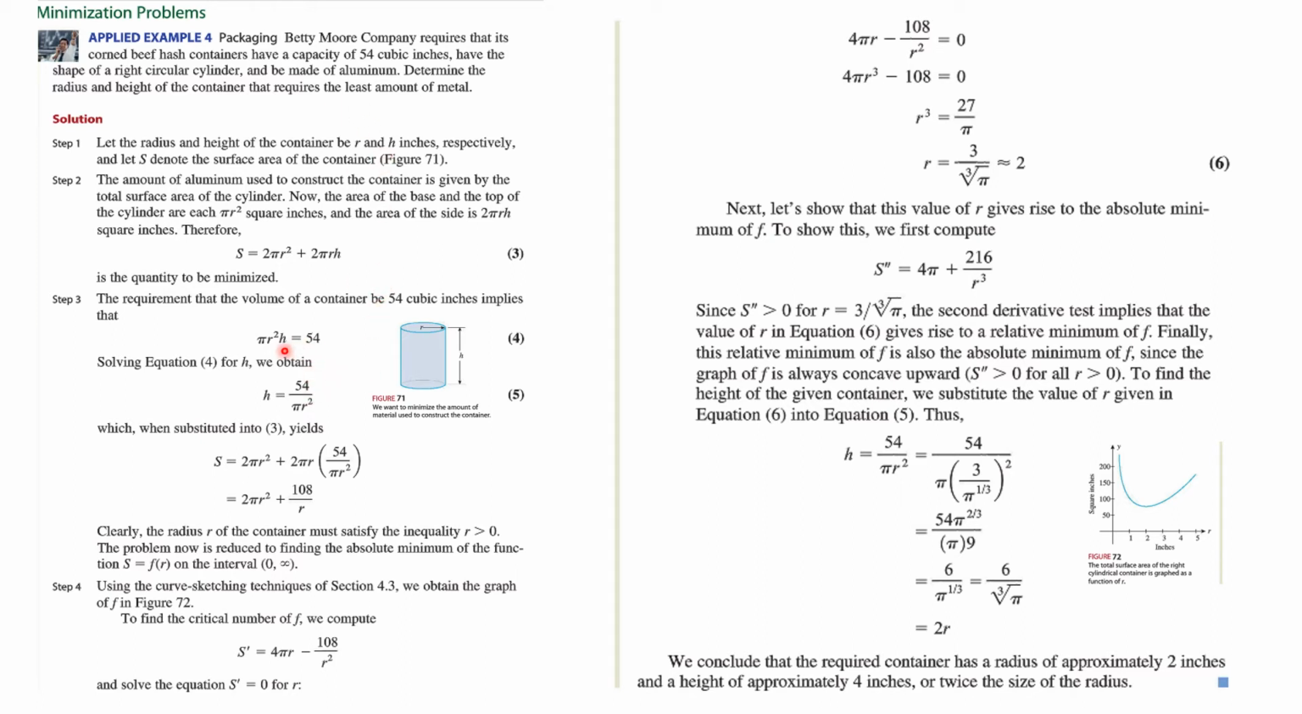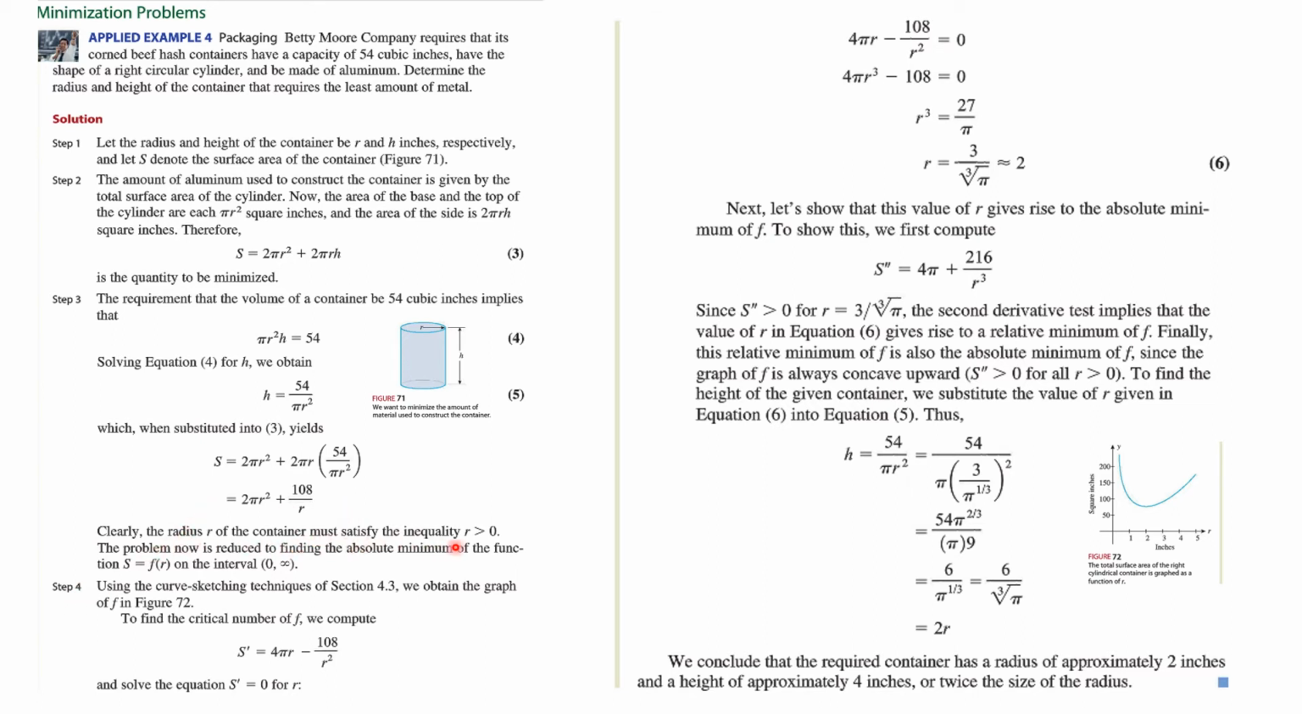So we can solve that for h, dividing both sides. We have h is equal to 54 over pi r squared. And I'm going to substitute this for h in that equation. And this is what I get to start with. And it can be simplified to this. Again, you should walk through and verify all of these steps as an active learner.